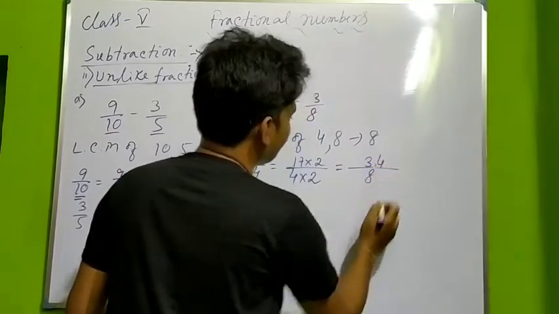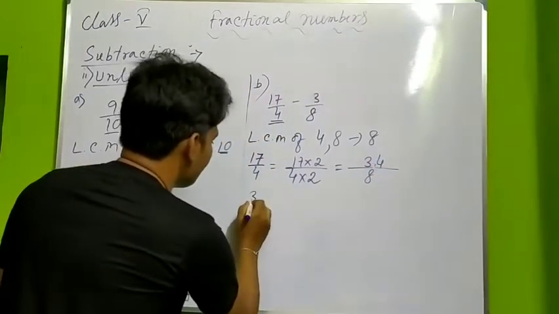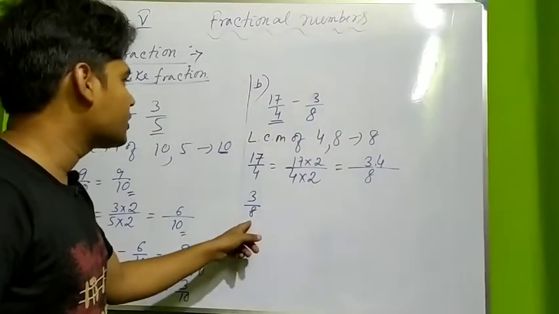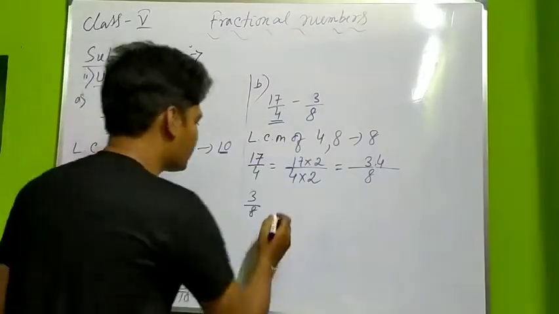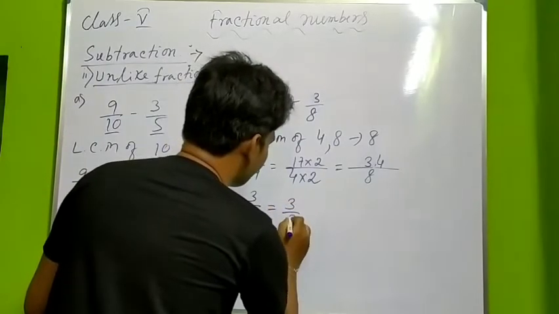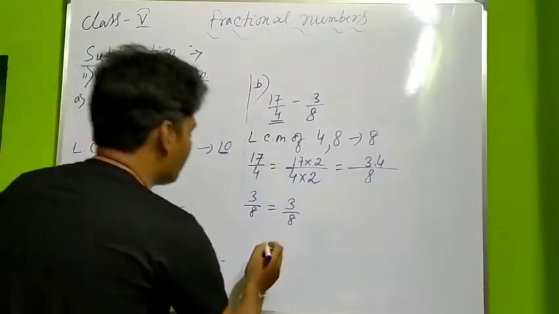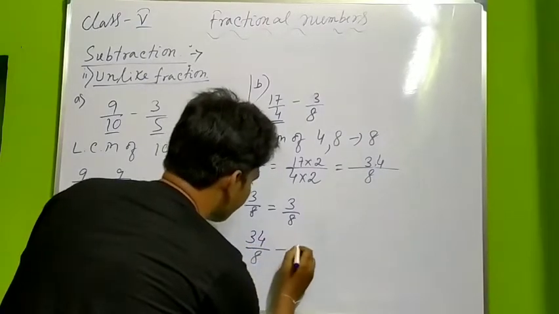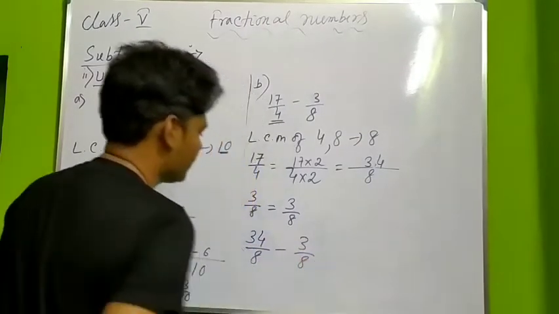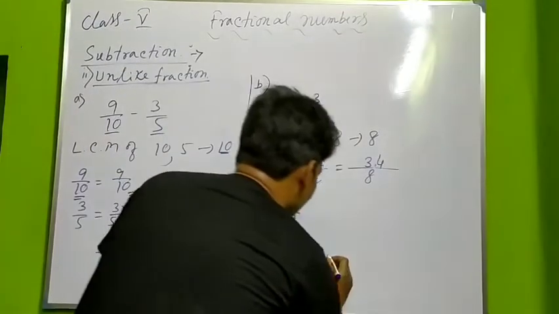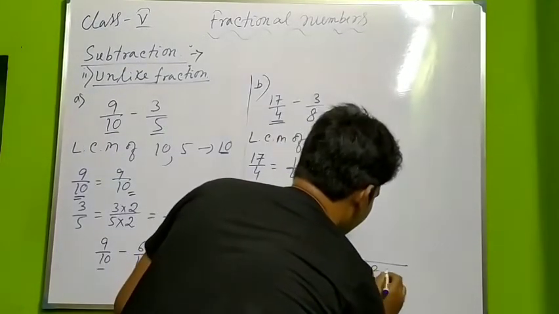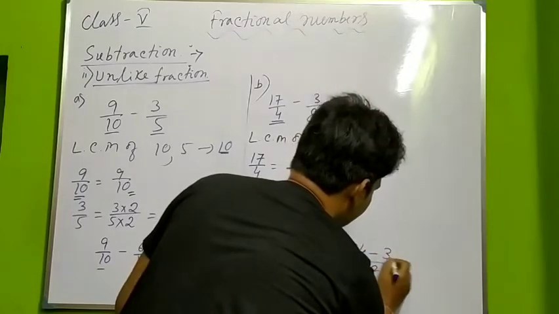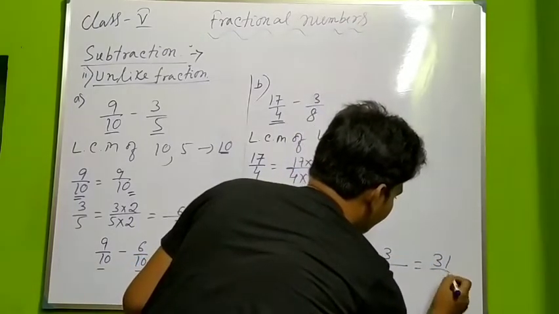34 by 8. And as the fraction 3 by 8 has the denominator 8, which is the same as the LCM, so nothing to do here. 3 by 8. Now you write down the value for the like fraction. 34 by 8 minus 3 by 8. So you write down this 8 as the denominator, then 34 minus 3. So you get 31 by 8.